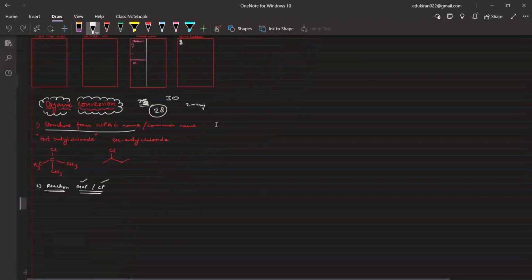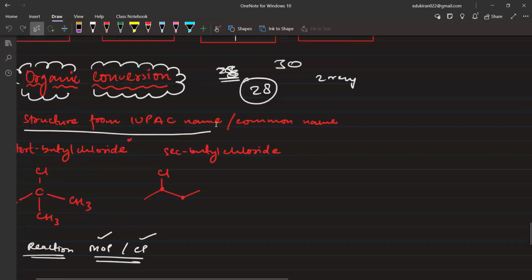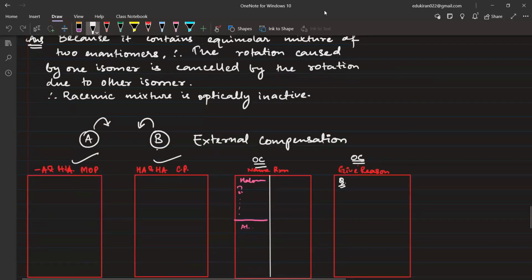Very small portion. Okay, very small portion. Organic conversion. Each and every batch is going to watch the recordings. Organic conversions recording is there for the complete haloalkane chapter. But please have that list. Okay, method of preparation of haloalkane should be there. Chemical properties of haloalkane should be there. Right. Then a sheet for name reactions.